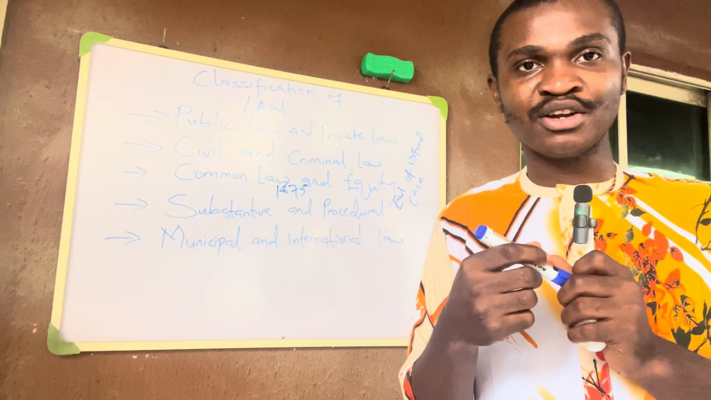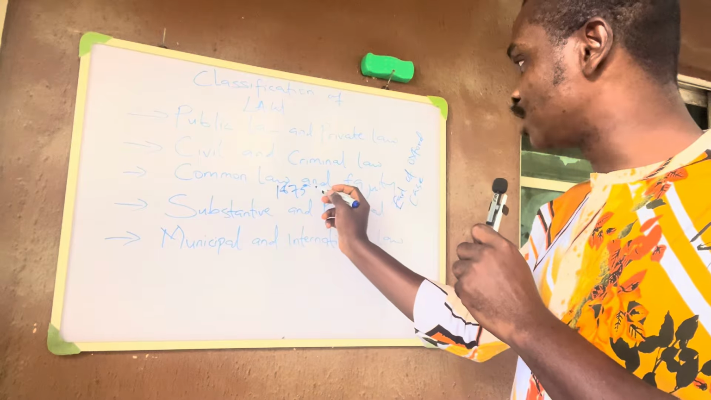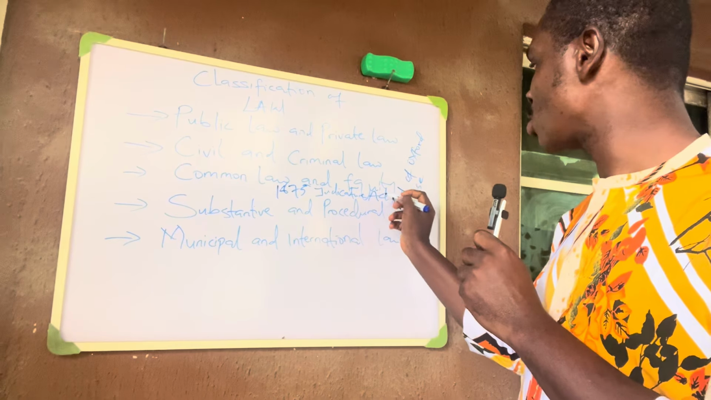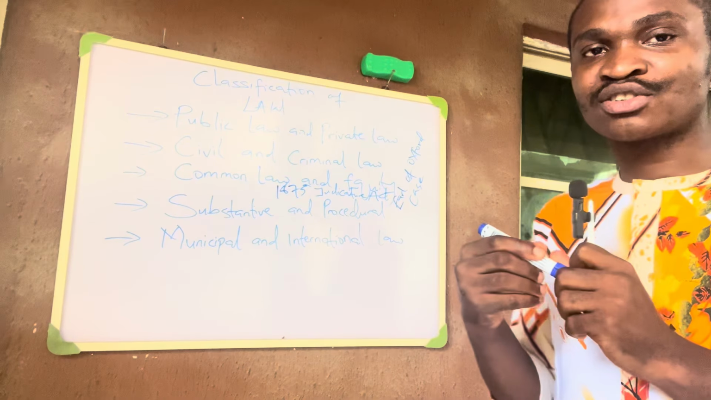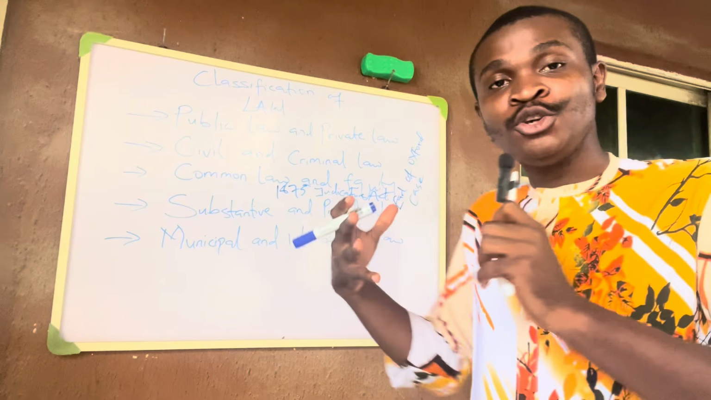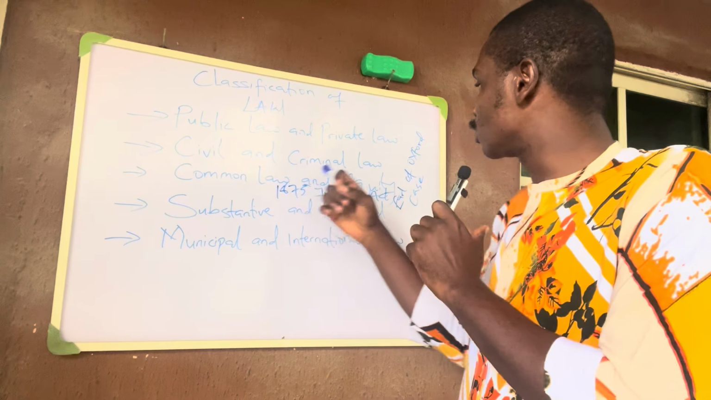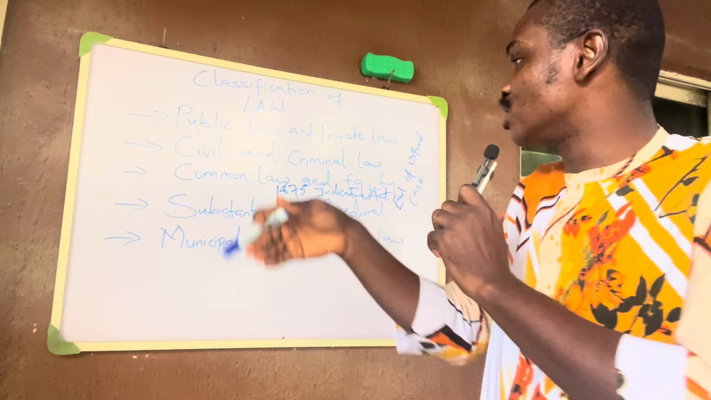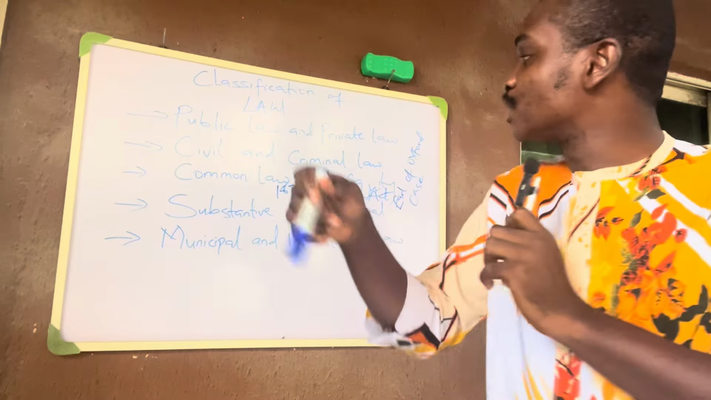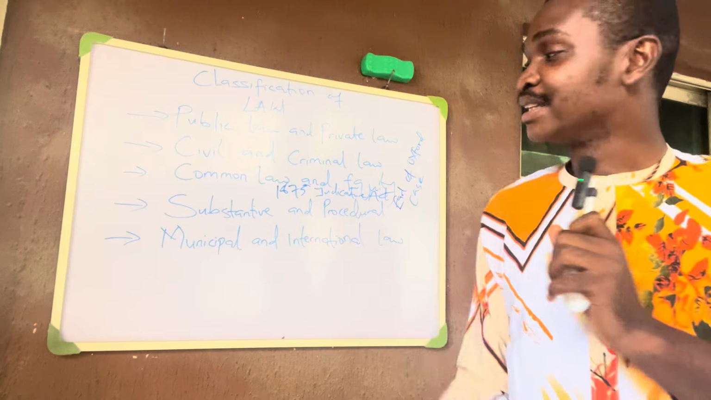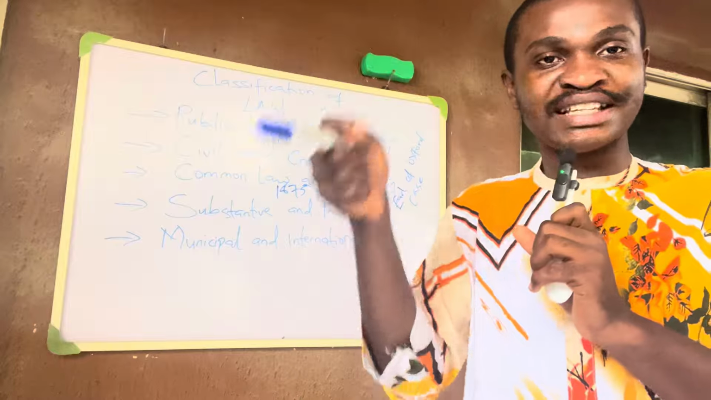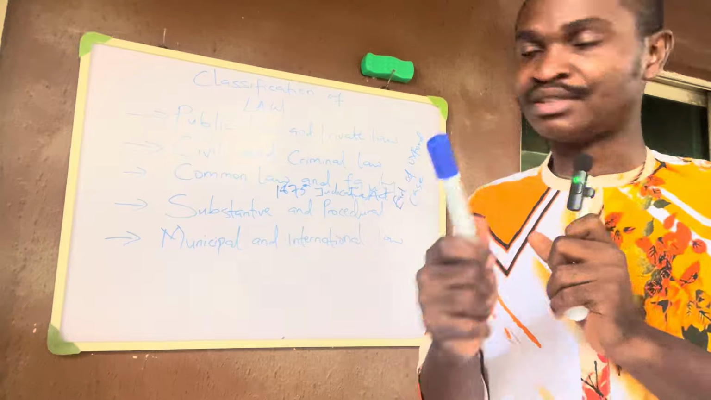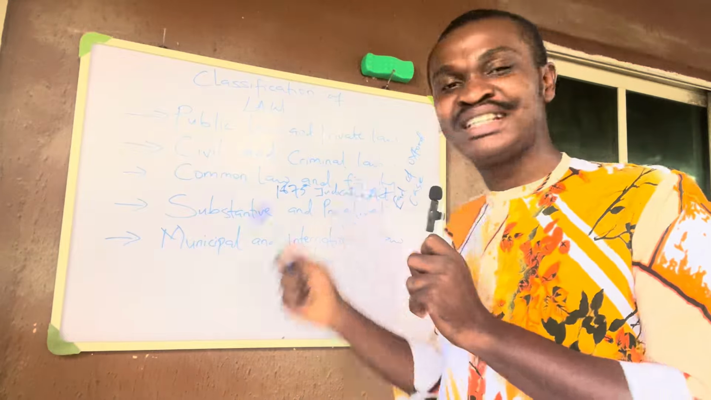What happened in 1875? There came the Judicature Act. The Judicature Act of 1875 fused the courts, the common law court and the equity court, into one court. And one court can now adjudicate on the principles of common law and also on the principles of equity. And remember that while adjudicating on the principles of common law and equity in those courts, any time the common law and equity clash, equity must prevail.